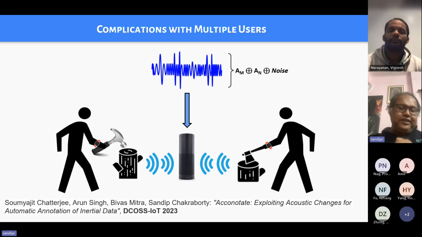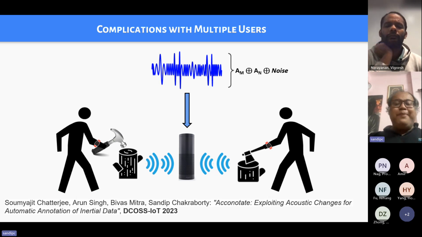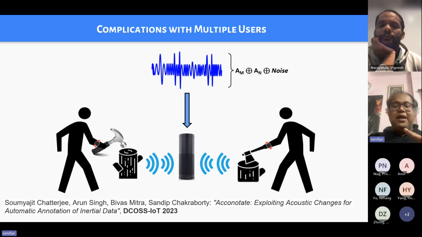But the thing is that this method looks simple, but it gets complicated when you have multiple different persons in the same environment and they are performing the activity simultaneously. For example, two different persons are doing an activity simultaneously. Now, if two different persons are doing activities simultaneously, then the acoustic signal that you actually get is a kind of convoluted form of the acoustic signal, where the acoustic data is getting generated from both the activities simultaneously.